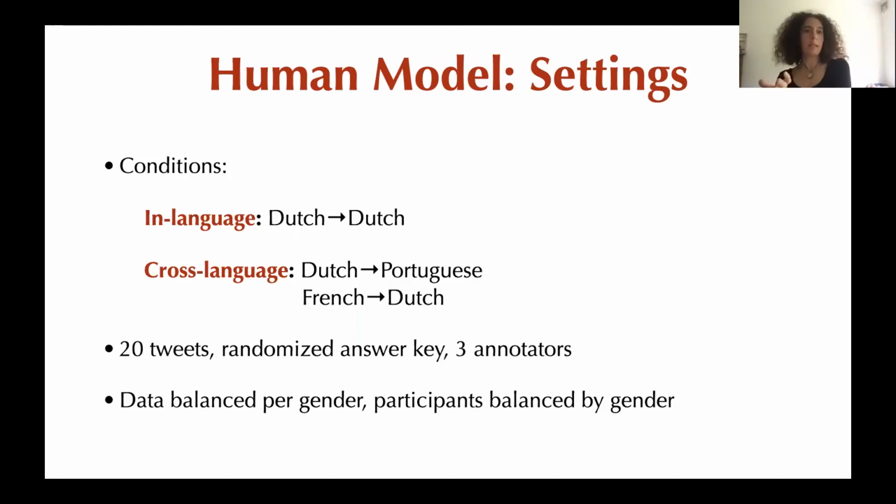And to conclude this experiment and also the talk, what we also wanted to try is how humans were performing in this. So we had an in-language performance, like a Dutch person having to evaluate Dutch tweets. Can a person say whether a tweet is written by a female or a male? And then the cross-language situation, where a Dutch person with zero knowledge of Portuguese was supposed to say whether a Portuguese tweet was written by a female or a male, and the same for French to Dutch. Now, we used 20 tweets as evidence for one person, and we used 3 annotators, and we tried overall to balance the annotators per gender.